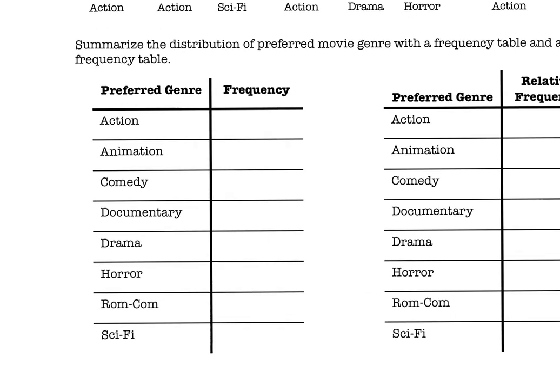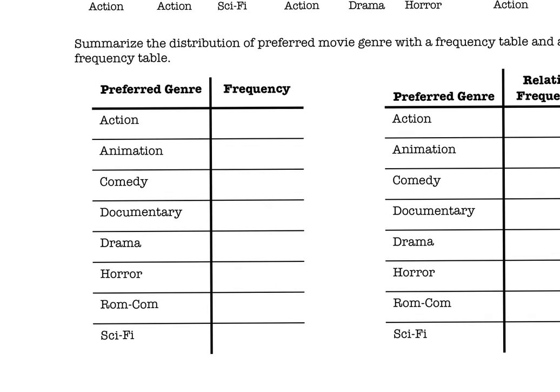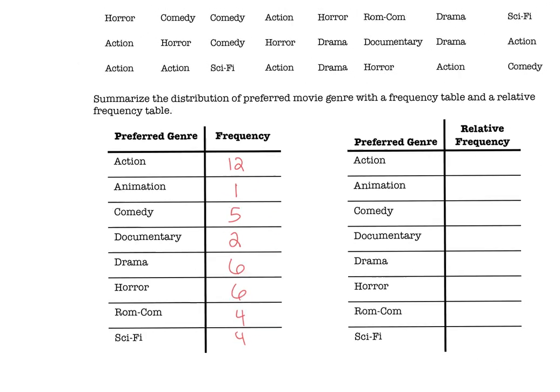Okay, so after going through and counting these out, you should have gotten that action had a count of 12. Animation, we had a count of 1. Comedy, there was a count of 5. Documentary, there were 2. Drama, there were 6. Horror films were 6. Rom-coms were 4. And sci-fis were 4.